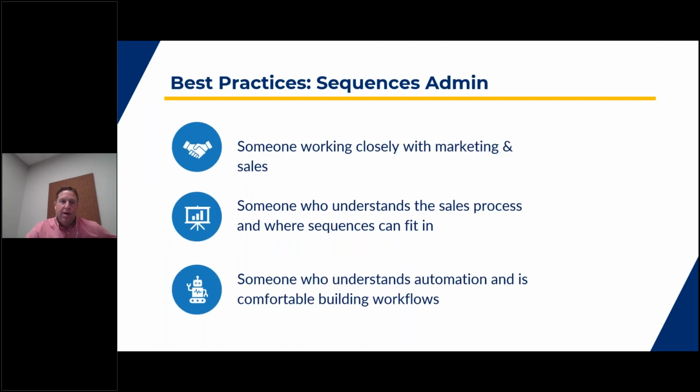Best practices for admining: the people in charge of administering it should be somebody who works closely with marketing and sales, understands the processes happening within the team, and understands where there's inefficiency, where automation could really drive more efficiency and more touch points. It's also largely somebody who understands automation and is comfortable building workflows. We often get into a situation where customers are building circular patterns. You want to make sure you're delivering automation that makes sense.